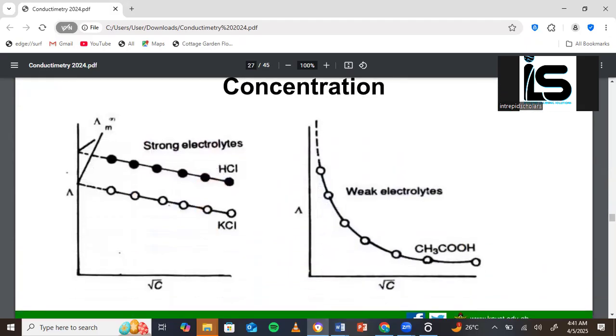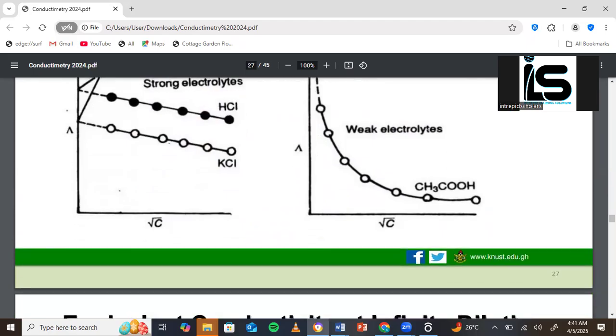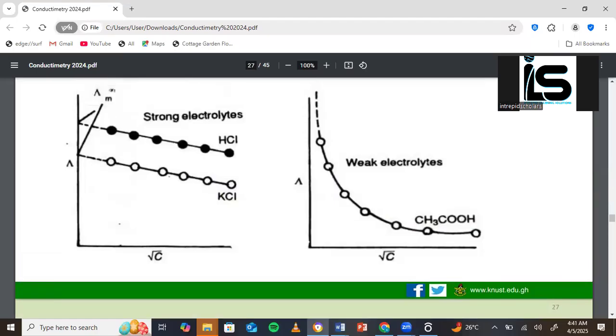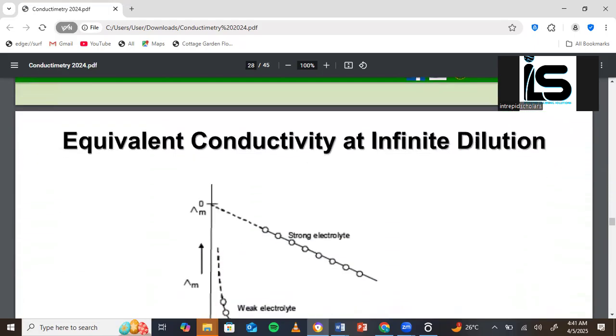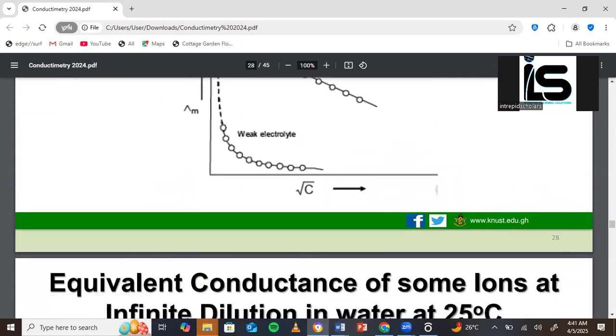So this is the graph. You realize that the weak electrolyte does not really touch the graph. It's a curve. But the strong one is directly pointing to the graph. So when you do a direct extrapolation, you can just find the equivalent conductance at infinity. So with the graph, it's easier for you to find that for a strong electrolyte. But for weak electrolytes, it's difficult for you to use the graph. So what we do is we use the Kohlrausch law, which we'll talk about.